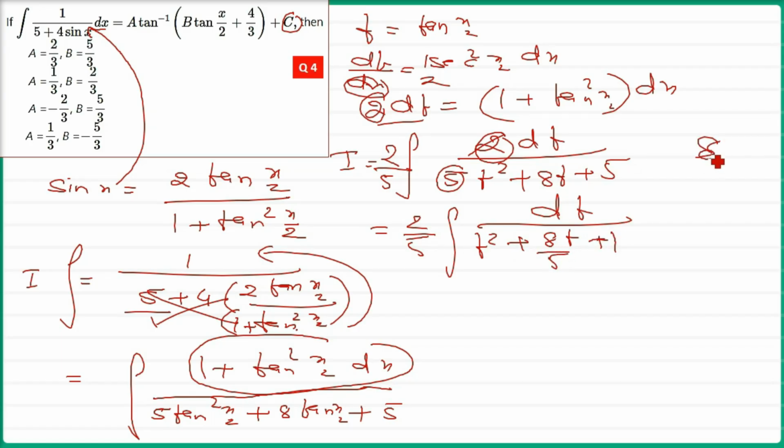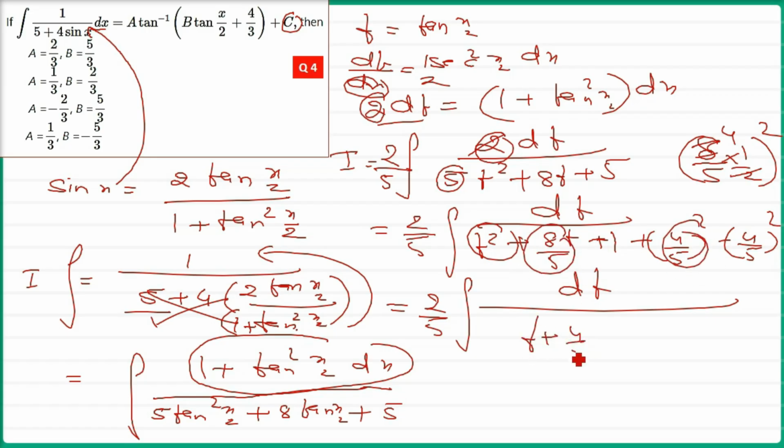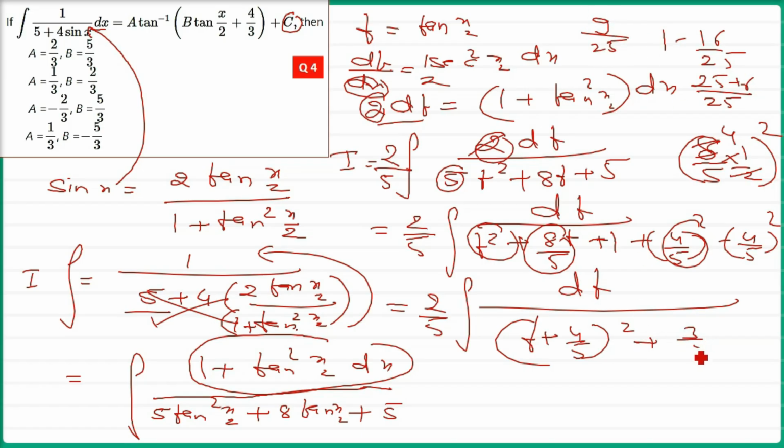Now 8 by 5, you can divide it by 2, square it, add it, subtract. So what this will come to, 2 fours are 8, 4 by 5 has to be added as a square and 4 by 5 has to be subtracted as a square. Now this 2 by 5 is always in the front. dt divided by a square plus b square plus 2ab, that is t plus 4 by 5 whole square, which is the first, second and fourth term. The third and fifth term, which is 1 minus 16 by 25, will be 25 minus 16 by 25, which is 9 by 25. You can write it as 3 by 5 whole square.